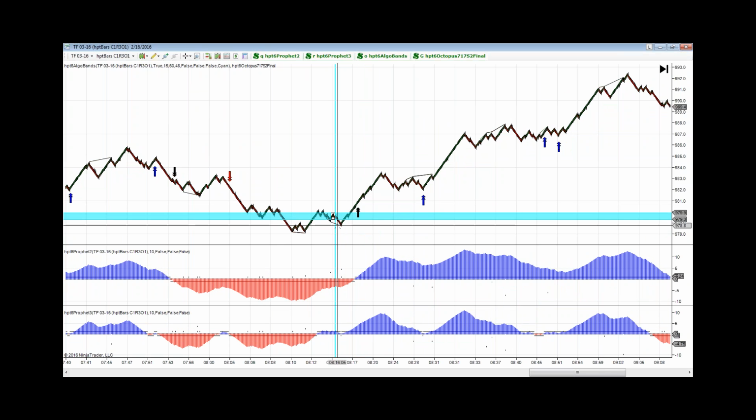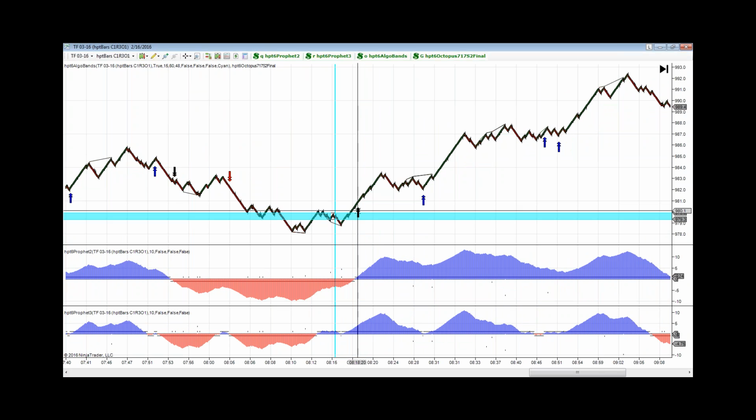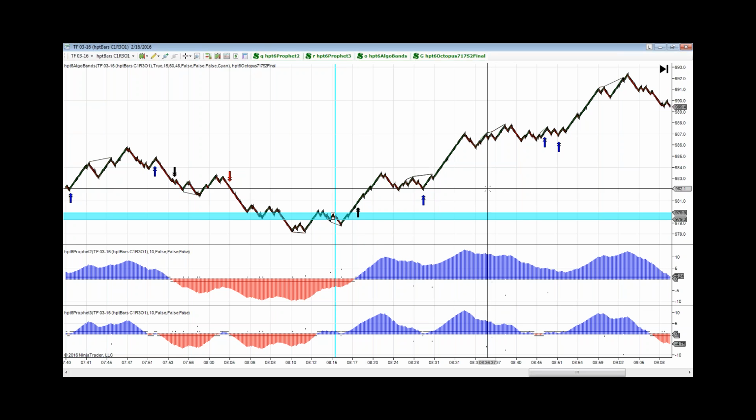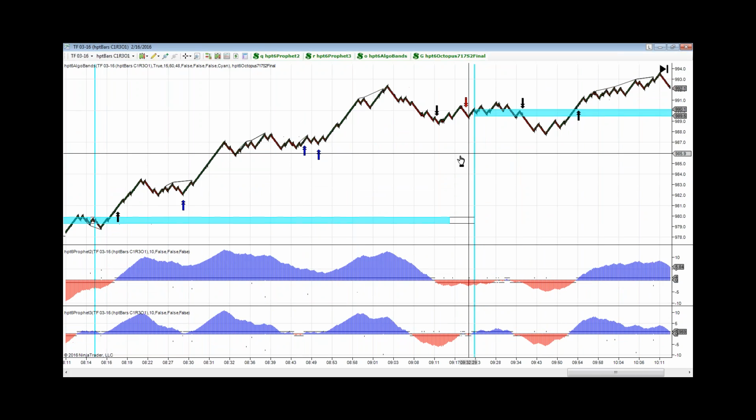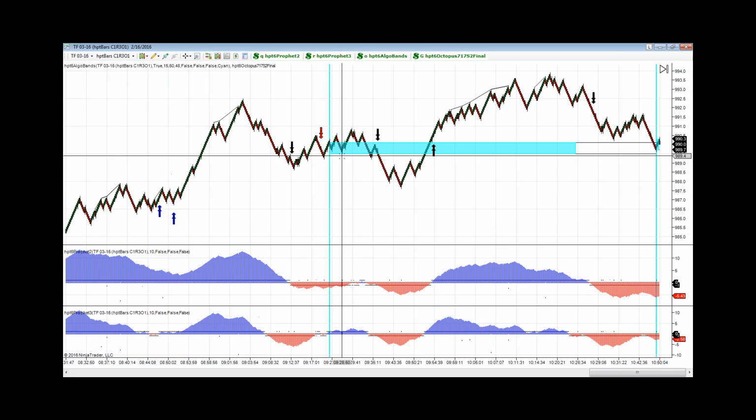And then as we came back up through it, a long trade through here, and that one was a home run. Moving back further, we had another algo band here around 9 o'clock.